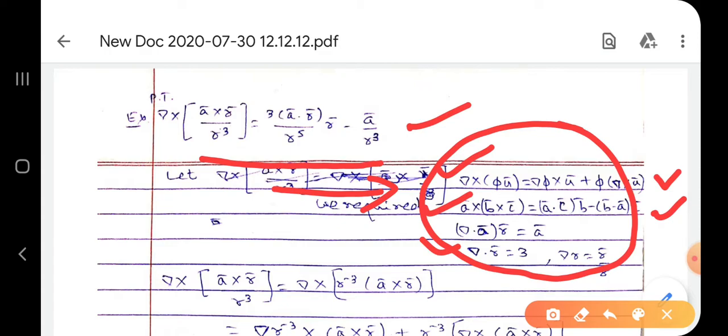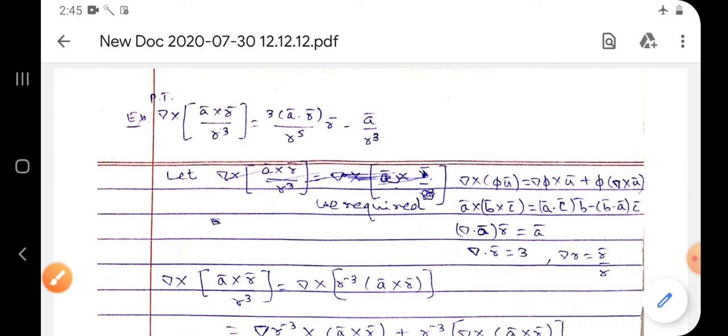Here, this is our LHS, you may call it del cross bracket a bar cross r bar upon r cube. This term I write r raised to minus 3 into a bar cross r bar. 1 upon r cube we write as r raised to minus 3, the remaining term as it is, a bar cross r bar, del cross as it is. So I get here del cross r raised to minus 3 a bar cross r bar.